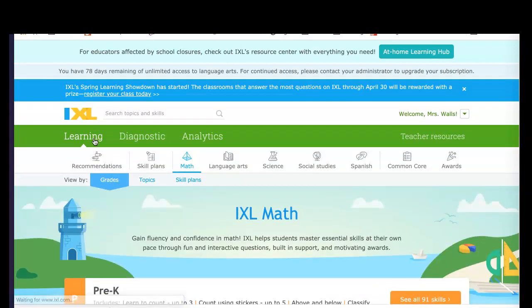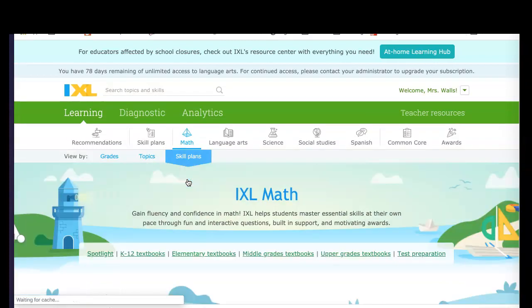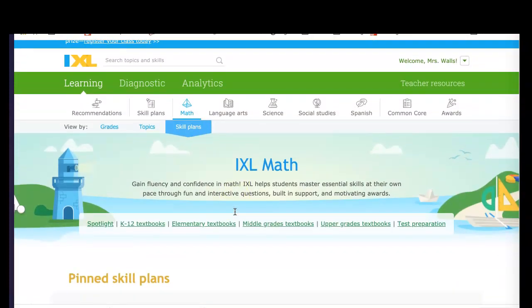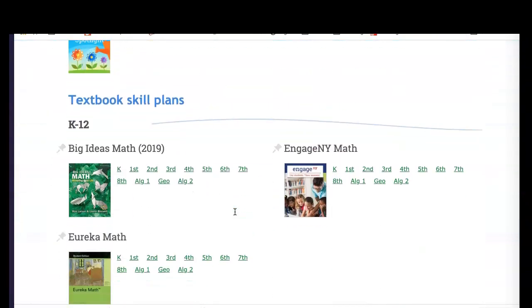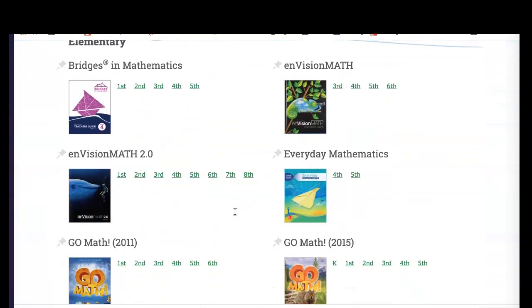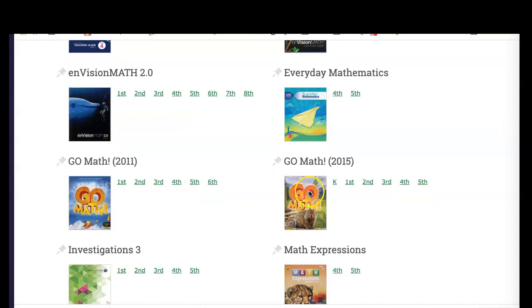A colleague of mine has noticed that there were some different things up here. Yes, we know we can sort it by grades, you can sort it by topics, but this one, skill plans, I think was most helpful. If I do skill plans, I can then scroll down and look at Go Math. I was under Math there and click 5th grade.